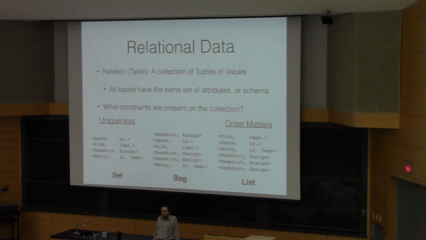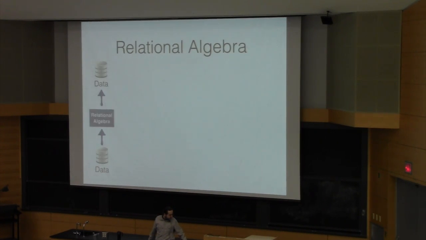At the other end of the spectrum are ordered lists, which are collections where order matters. In this case, I have the set elements ordered by rank. And in the middle is this hybrid space where you neither care about uniqueness nor do you care about order. The common name for such a collection is a bag or a multi-set. I'll be using the term bag predominantly over the course of the term. And so what we're going to be focusing on mostly is sets and bags.